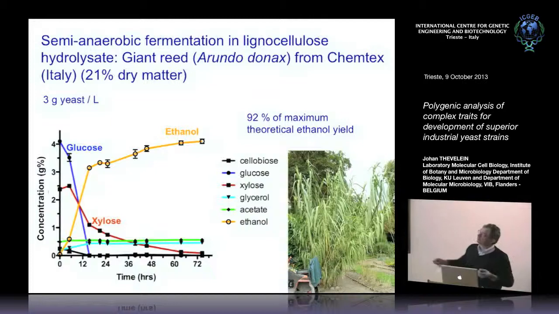And here also in this hydrolysate, you can see the glucose is used very well. Also the xylose is used quite well. And we have a 92% yield for the two sugars together.